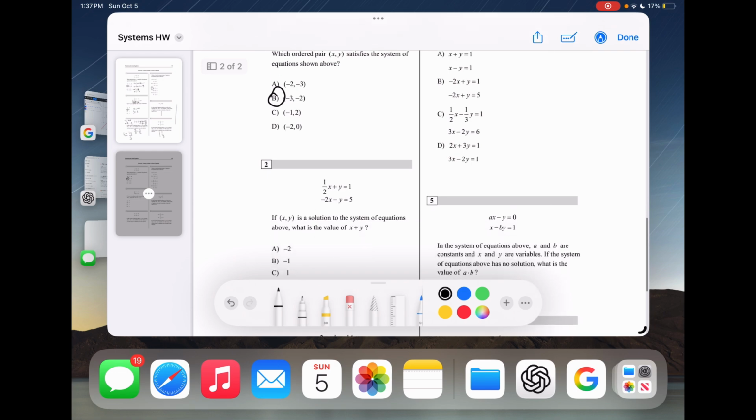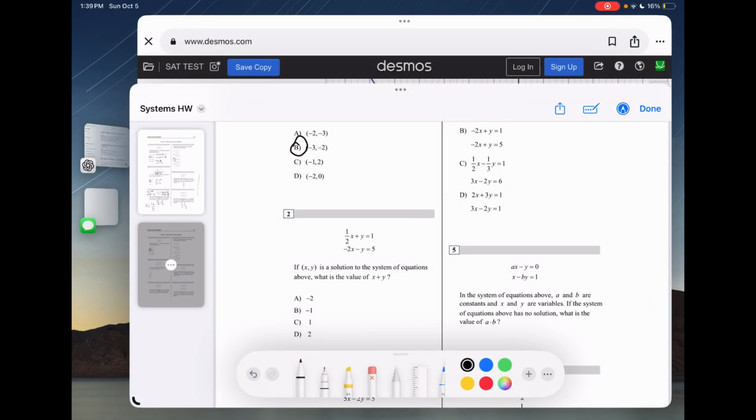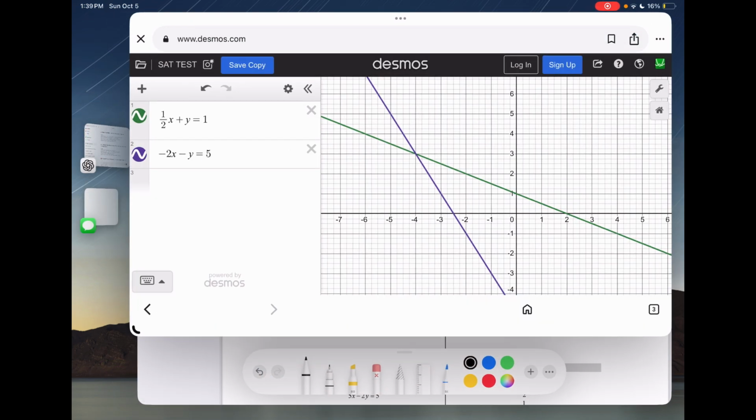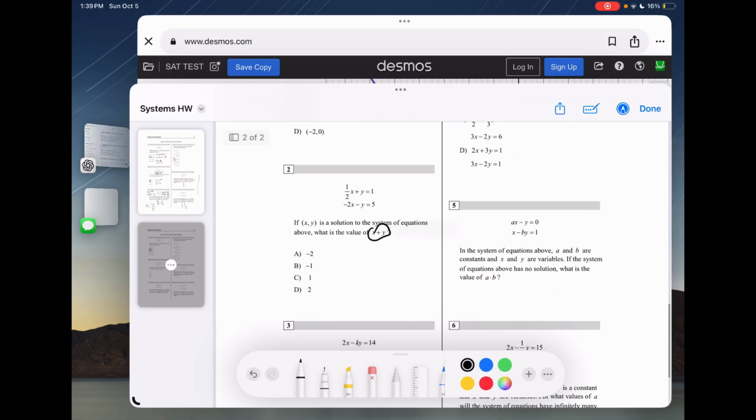Now on to number 2. If (x, y) is a solution to the system of equations above, what is the value of x plus y? So first thing we need to do is plug all these items into Desmos. Alright, now that we have them plugged in, we can see where they intersect, which happens to be at point negative 4, 3. And it says here we're looking for the value of x plus y. So it'd be negative 4 plus 3, which equals negative 1, so B.